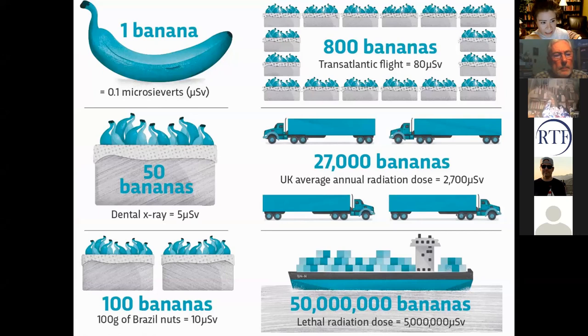Just to give you another idea, a banana contains 0.1 microsieverts. It's actually relatively radioactive compared to other things that we eat, and it's just giving you an idea of the kind of radiation dose that you would have with bananas. Like, if you were told that this ship to the bottom right sank, but it was with a different kind of material, you would be highly concerned with a number like that. But if you were told that 50 million bananas sank in the ocean, you wouldn't be too worried about it.